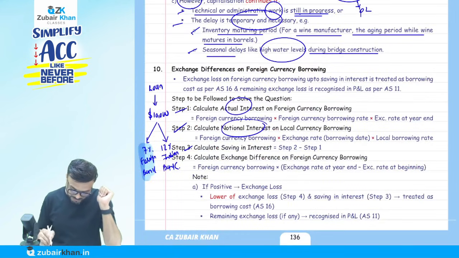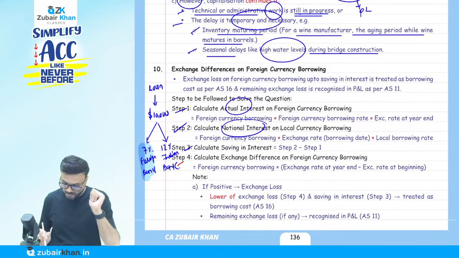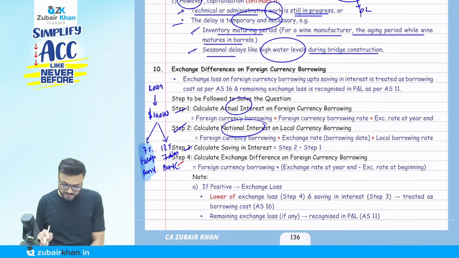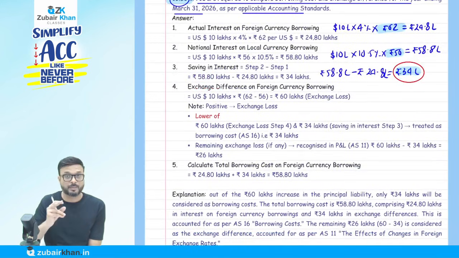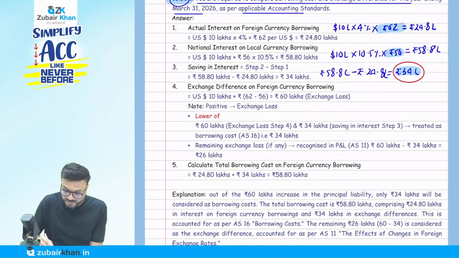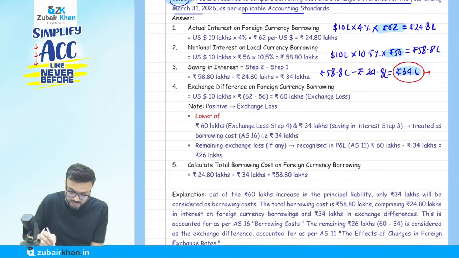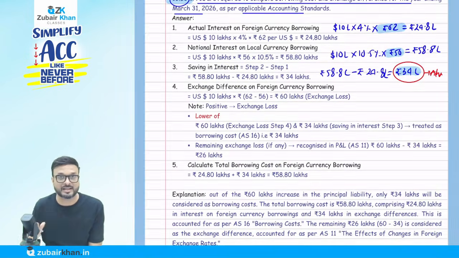Then if I come to step number 4, they say calculate the exchange difference on foreign currency. So on the foreign currency, how much is the loss we have here? This is the advantage we have. We save that much interest that year. Now what about the disadvantage, the exchange loss?